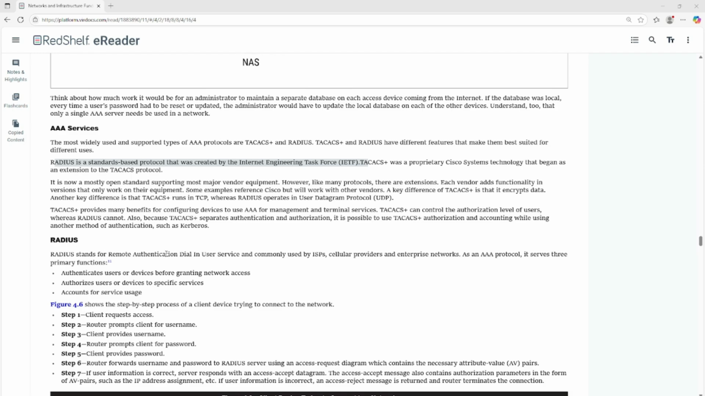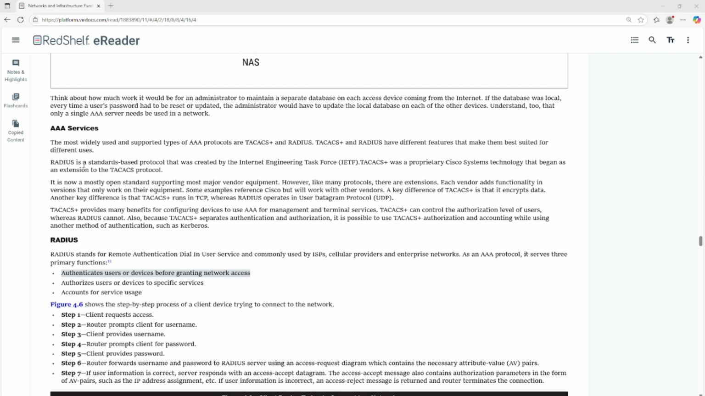RADIUS stands for Remote Authentication Dial-In User Service and is commonly used by Internet service providers, cellular providers, and enterprise networks. As an AAA protocol, it serves three primary functions. It authenticates users or devices before granting network access, authorizes users or devices to specific services, and accounts for service usage.